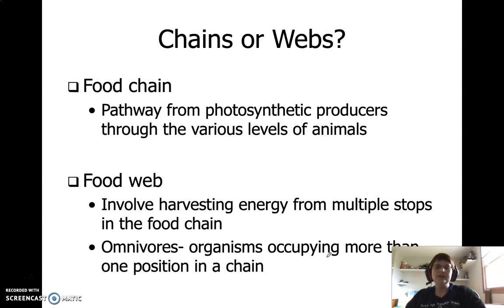So, for example, humans actually eat from more than one place on a food chain. So you eat both plants and herbivores. So you eat plants and you also eat cow, probably. Cow is an herbivore, but you might also eat carnivores. So an example of a carnivore would be sharks.